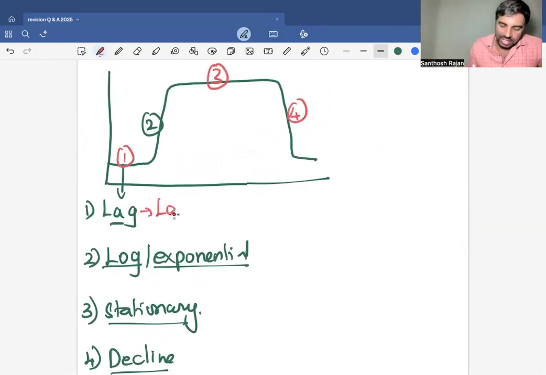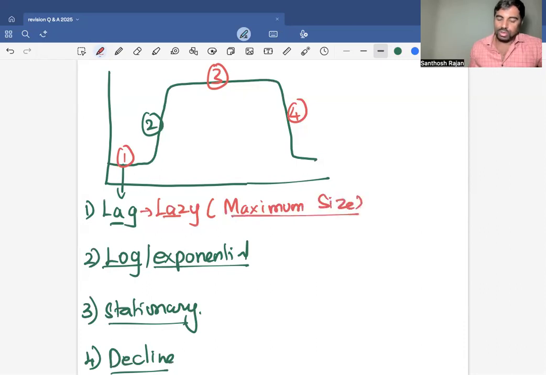Lag is always lazy. I say lazy phase because you are at home, on vacation, so you only eat, and what happens? Your size goes to maximum. Same way, bacteria size is maximum. Maximum size happens in which phase? In the lag phase, if we are talking about the growth curve of the bacteria.